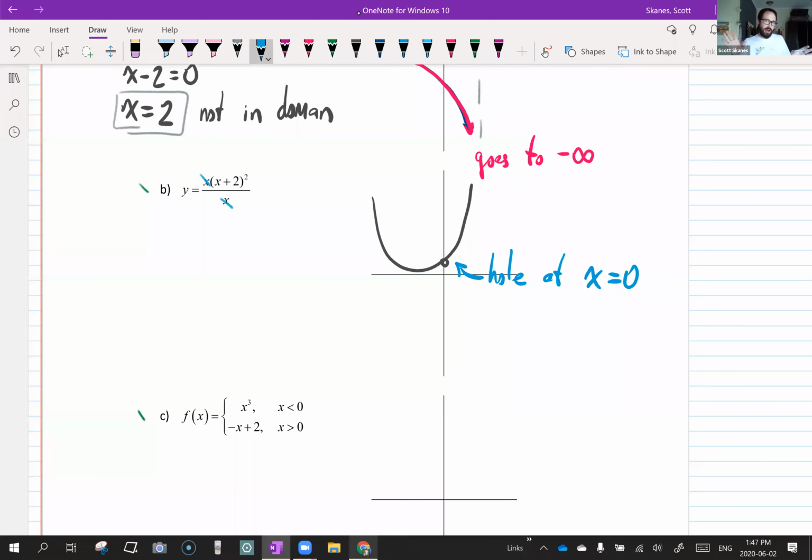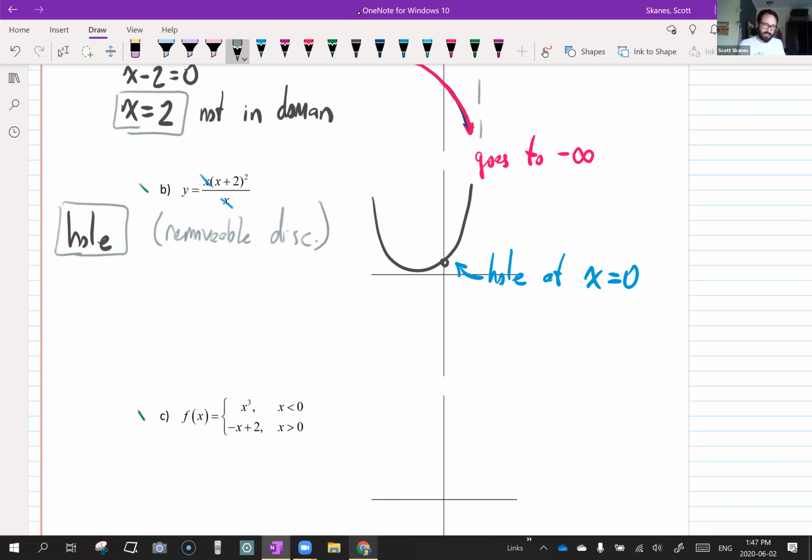So when we cancel things out, it makes a hole in the graph. It doesn't destroy the graph. It's just a little hole. So we can say there's a hole type, and another word for that is a removable discontinuity. The reason it's called removable is we've kind of removed it from the function. We've canceled it out. So we call it removable.